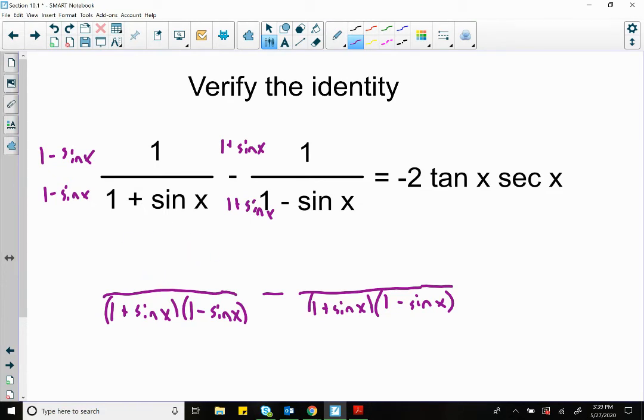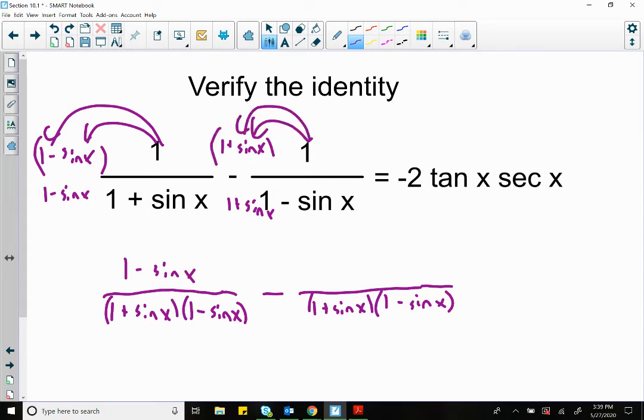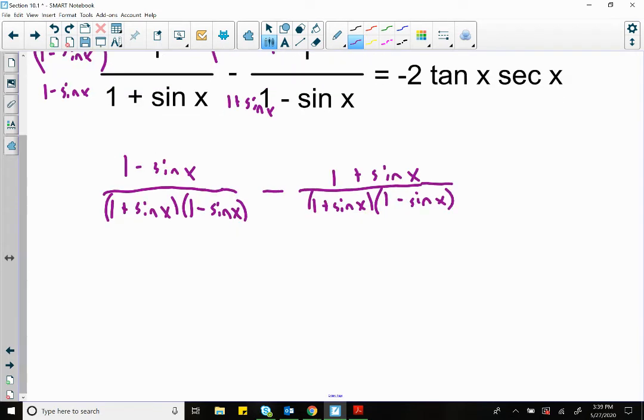So this new numerator, 1 times all of that, is just 1 minus sine x. Because again, it's like distributing through. There really is a parenthesis around this. And the same thing over here. We're going to distribute this 1 through. And you're going to get 1 plus sine x. Okay? Now that we have common denominator, we can put these together. 1 plus sine x.